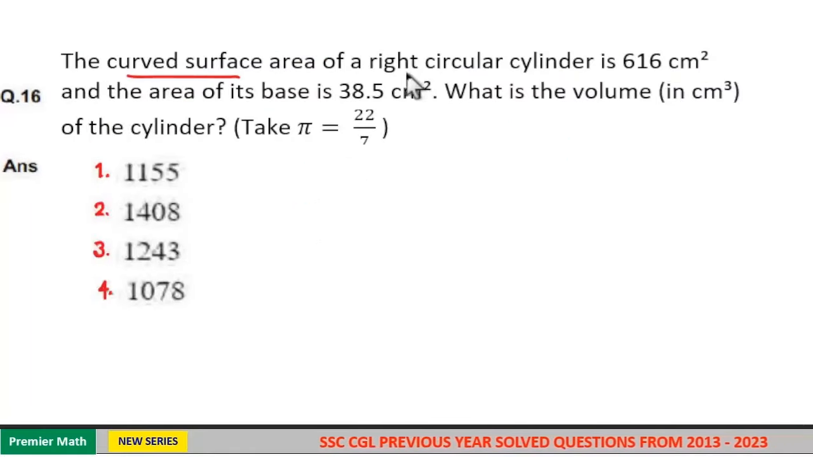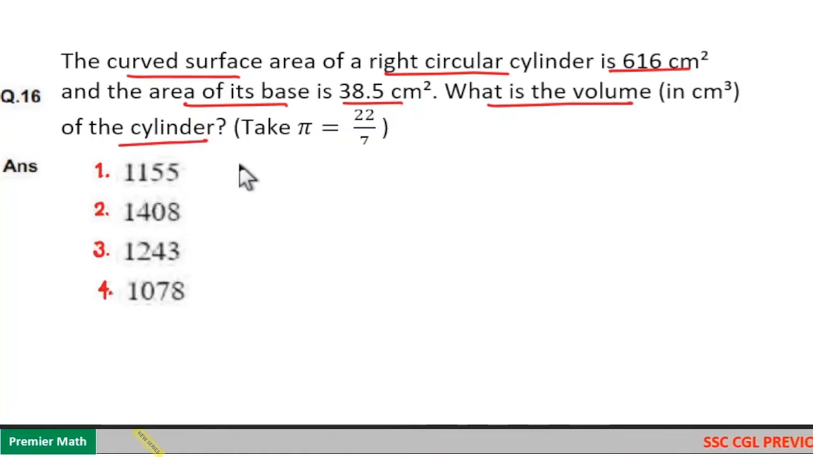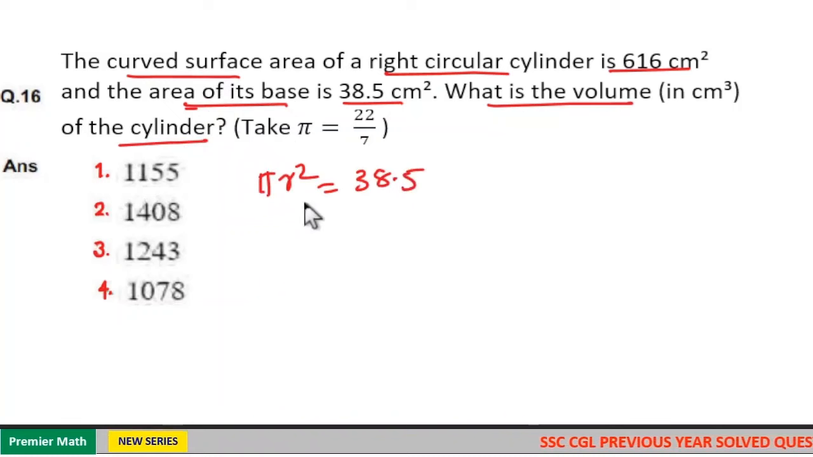The curved surface area of a right circular cylinder is 616 cm square and the area of its base is 38.5 cm square. What is the volume of the cylinder? Here, area of its base is equal to pi r square, which is equal to 38.5, means r square is equal to 38.5 by pi. So this will become 7 by 22.